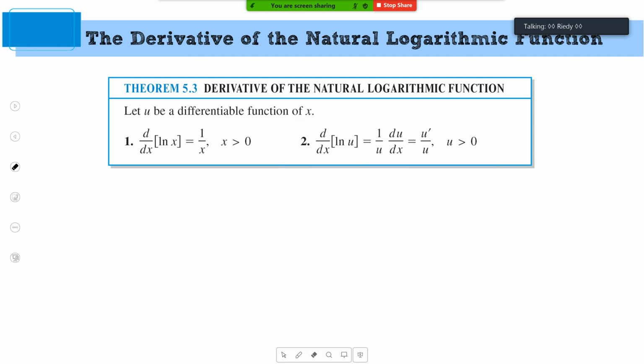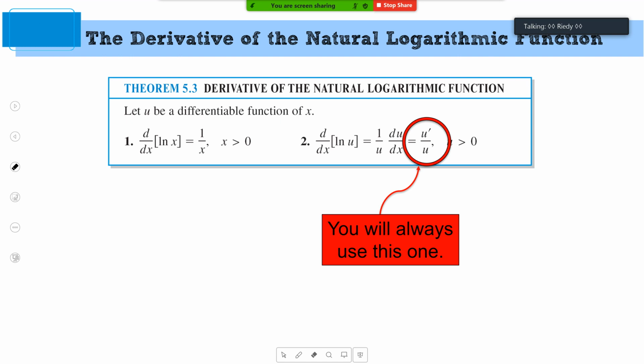And what does this say? Well, it says the derivative of the natural log of a function is the derivative of the function over the function itself. You're going to hear this u prime over u from me so many times you're going to want to kill me. But it needs to get burned into your brain.